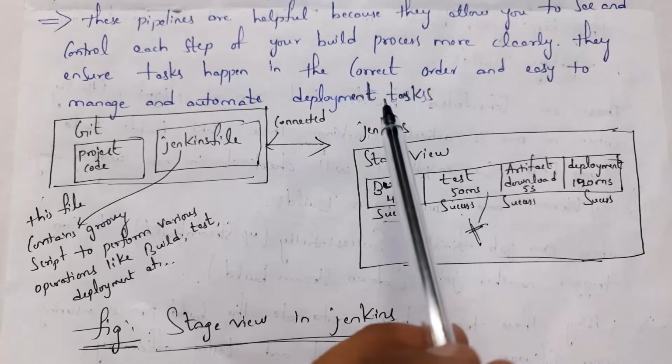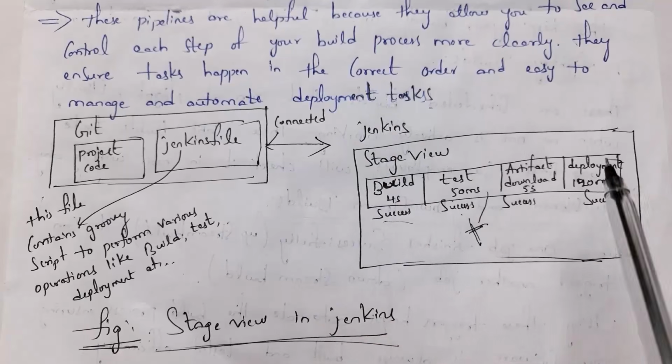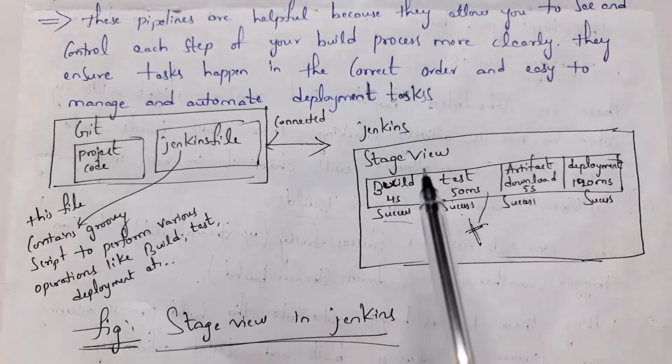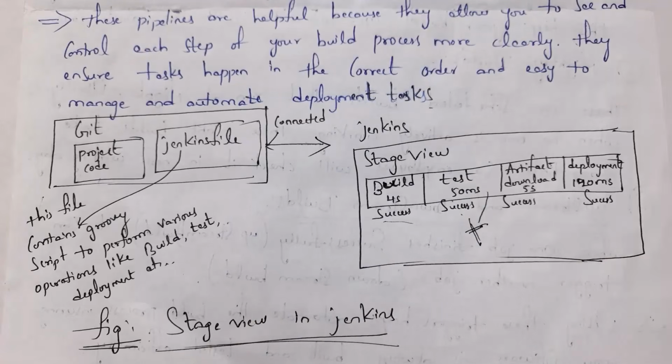So job chaining is nothing but connecting multiple jobs. Only if one job is successful, then it will go to the next job. So if all stages are successful, then my build process is successful.